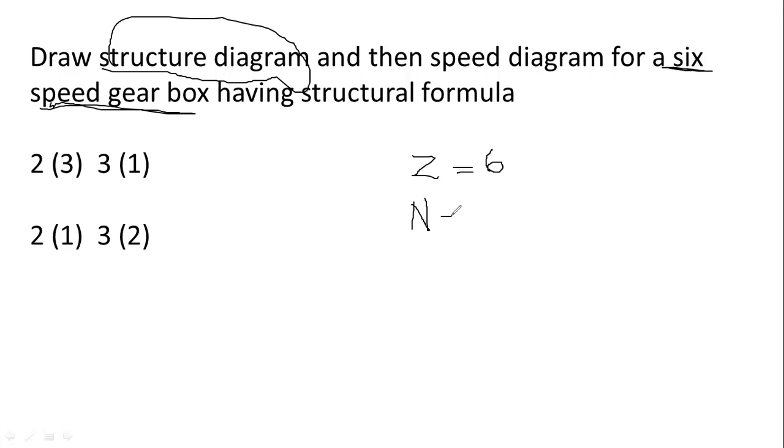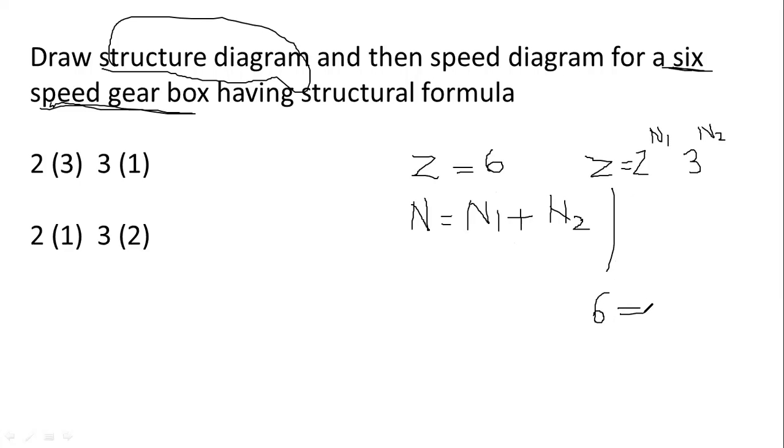For the structural diagram, we need to find out the number of stages of the gearbox, right? For the number of stages of the gearbox, the formula is n equals n1 plus n2. And how do we find n1 and n2? We find it this way: Z is 2 raised to n1 times 3 raised to n2, right? Now our Z is 6. How do I get 6? I get 6 as 2 times 3 is 6, right? So this is how I get 6.